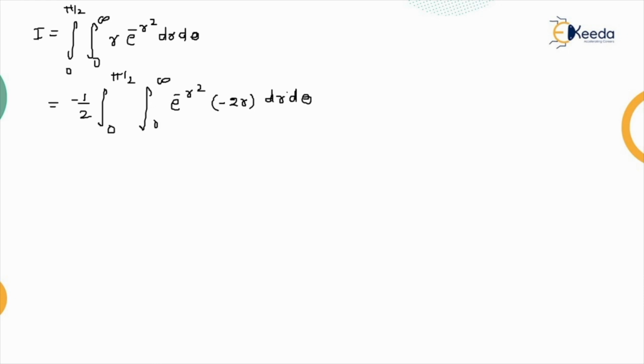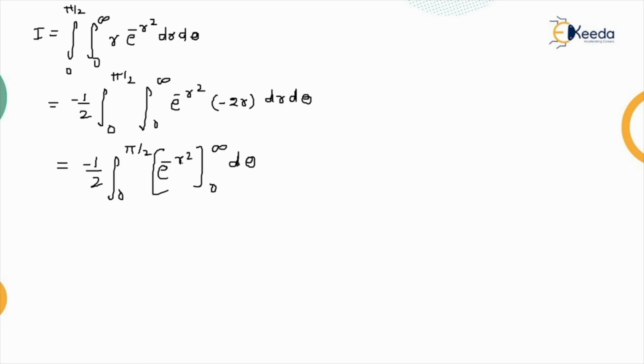Is it right now? Now we can write out this result directly, because if you substitute r square is equal to t, I hope everybody can understand now. So what does it become? We have minus 1 by 2, integral 0 to pi by 2. Substituting minus of r square is equal to t, minus 2r dr becomes dt. So this result becomes e raised to power minus of r square, with limits from 0 to infinity, and d theta.